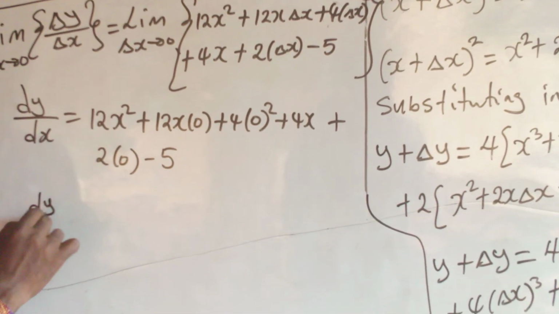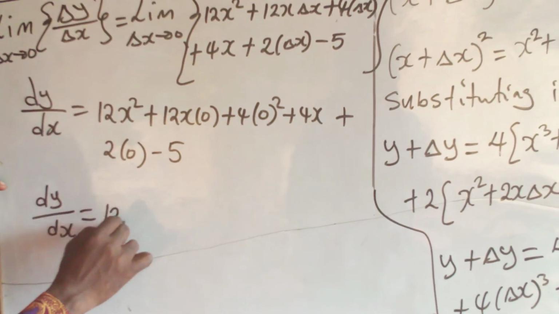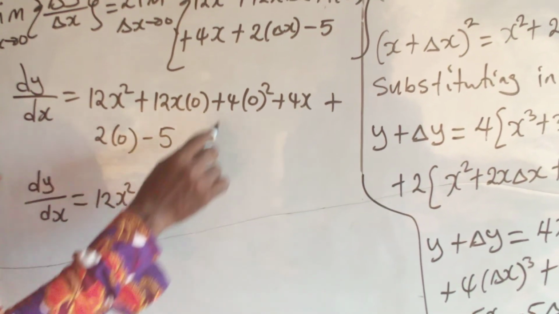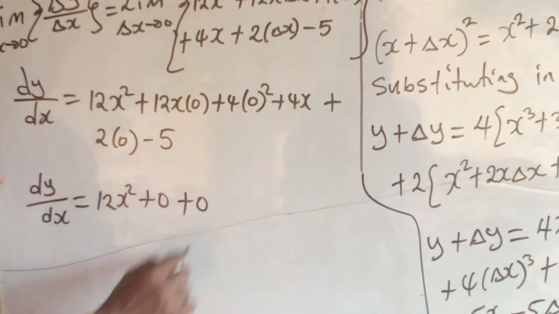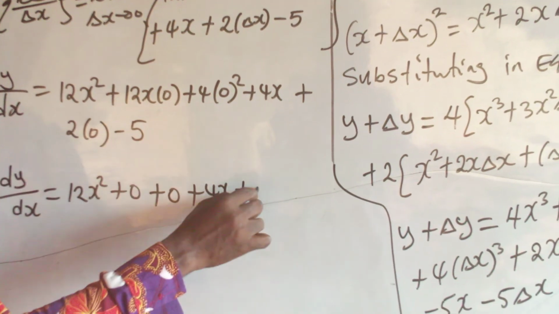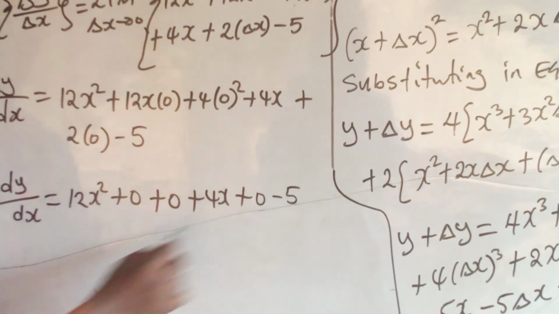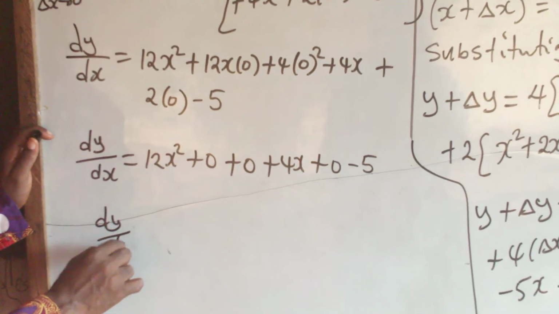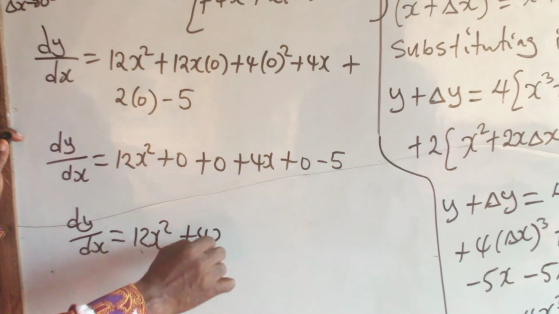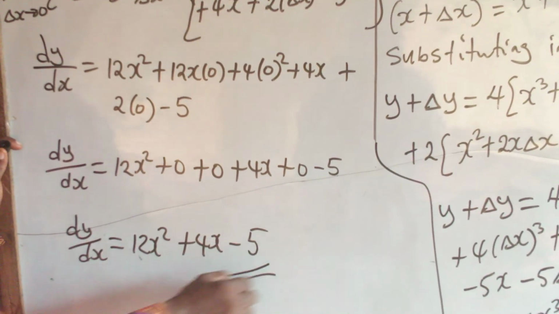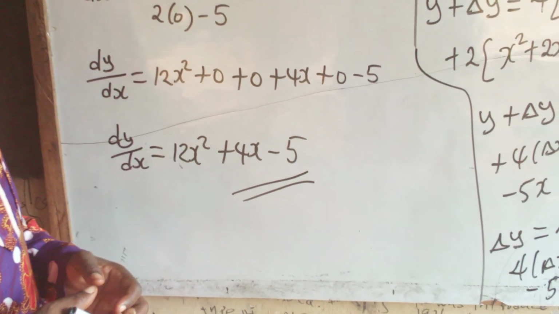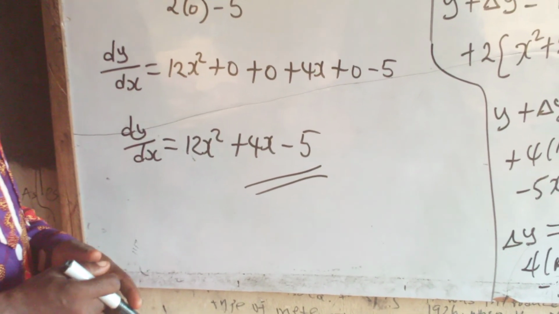So you now have that dy over ds will be 12s squared plus 0 because anything times 0 is 0. Plus 4 times 0 squared is 0. 0 times 4 is 0. Plus 4s plus 0 because 2 times 0 is 0, minus 5. So your final answer will now be 12s squared plus 4s minus 5. So this is how to differentiate any expression from first principle with respect to s.